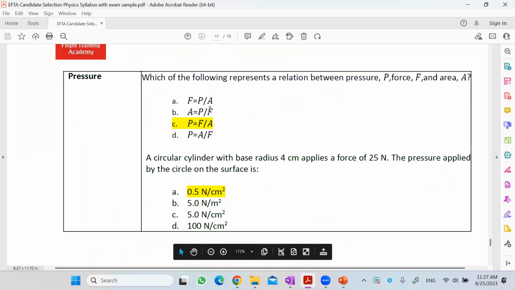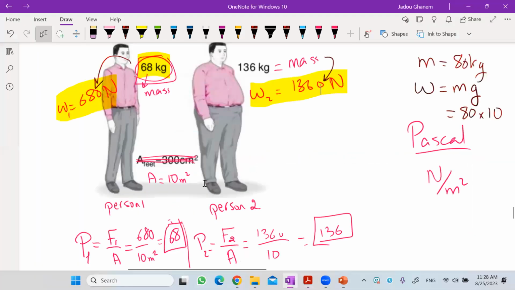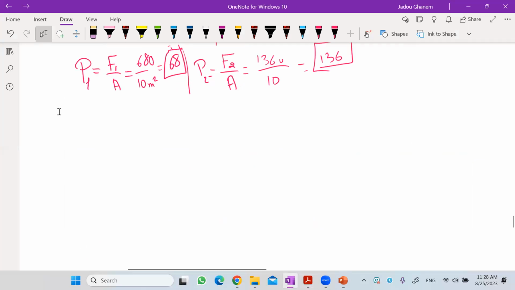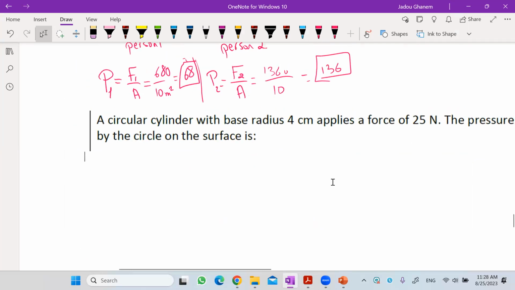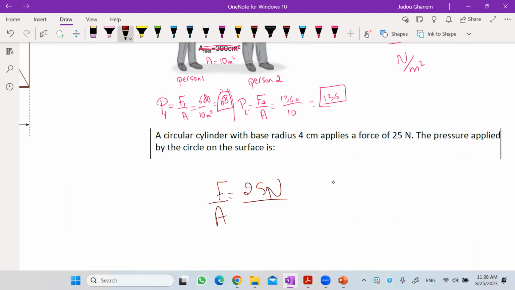So which one of these 4 formulas is the correct one? A, B, C, or D? I try to solve it. Yeah, let me just take copy and I will show here the question. The force is 25 Newton meters. Perfect. And the area is 4. Perfect. Look here, just be careful.